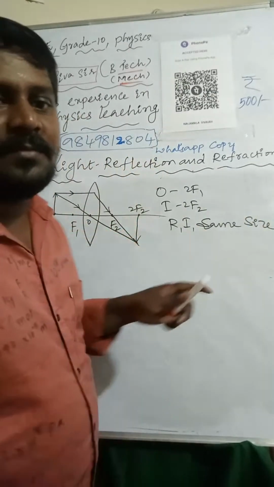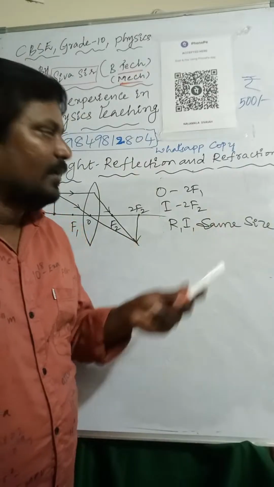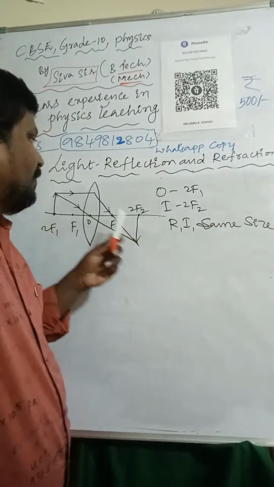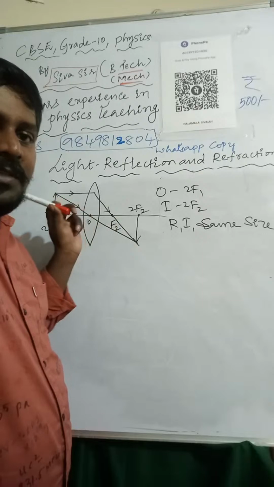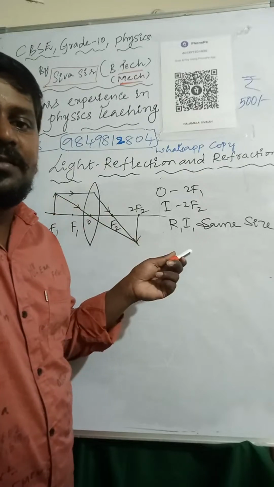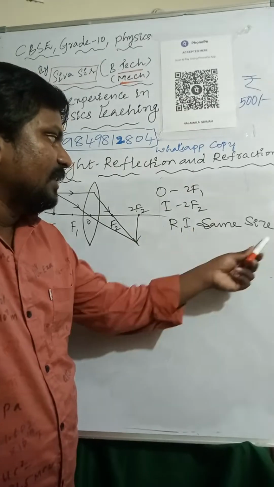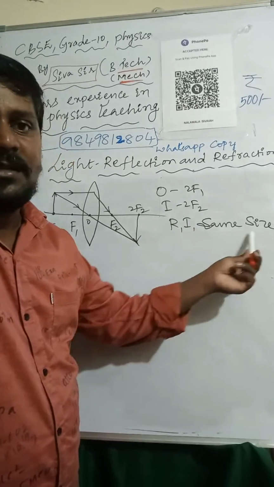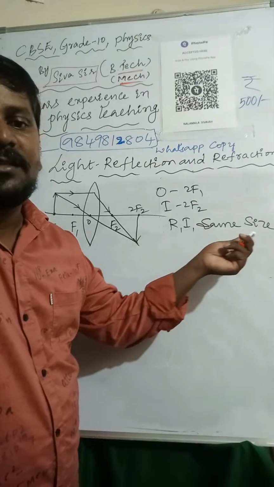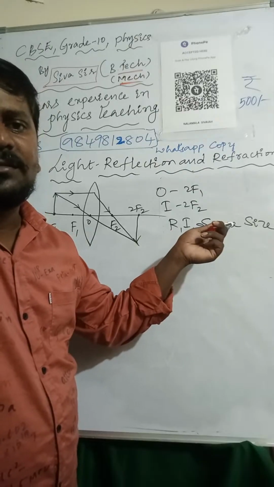Real, inverted and same size. Clear? So the object is placed at 2f1, and the image will form at 2f2. The nature of the image is real, inverted, and the size is the same size. So do you have any doubts?